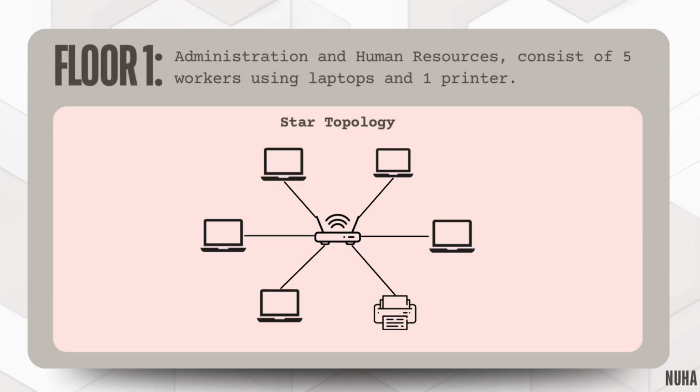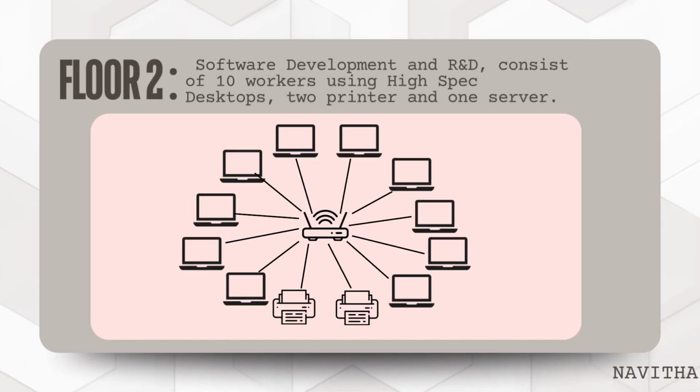For floor 1 is the administration and human resource consisting of 5 workers using laptops and 1 printer. As you can see in the drawing, we use a star topology for the network design. All the laptops are connected to a central switch and the printer is also connected to that same switch. This setup makes it easy to manage the network and fix problems if something happens.